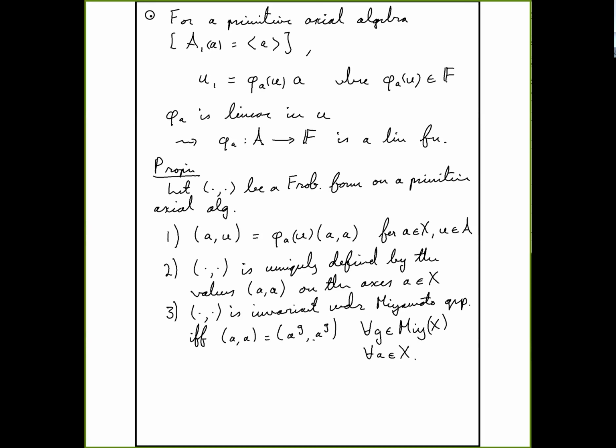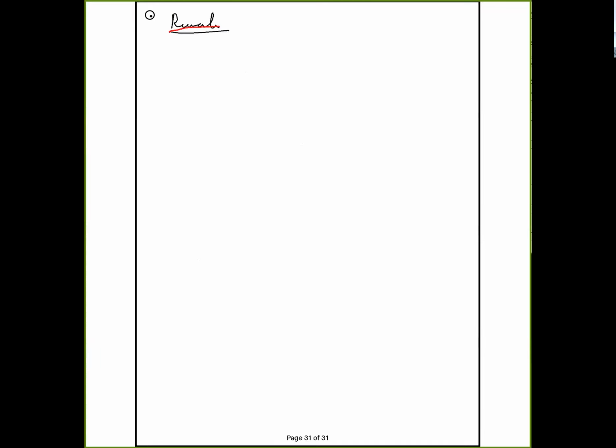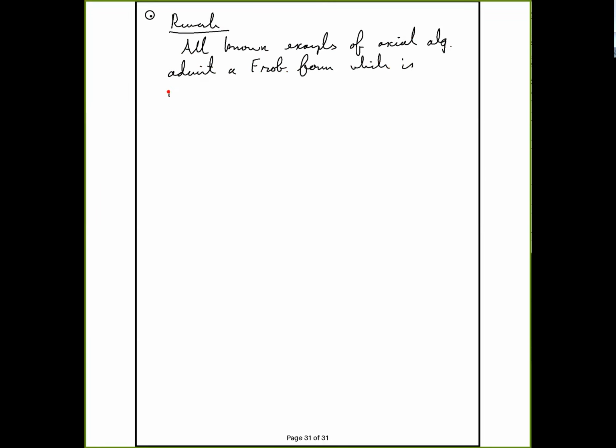I guess from now on, the only other remark I want to say, which is an important remark, is all known examples. I said this last time as well. All known examples of axial algebras admit a Frobenius form which is invariant under the Miyamoto group.